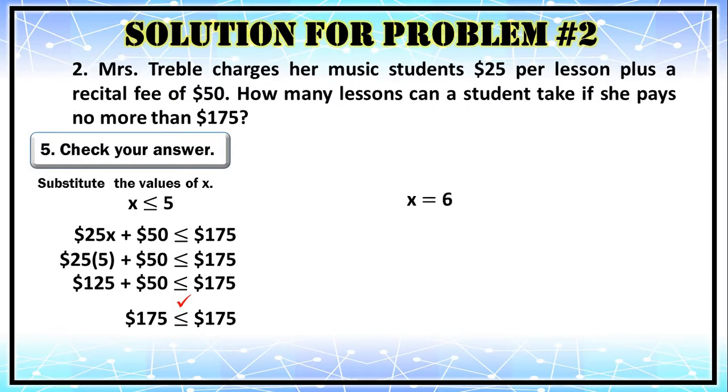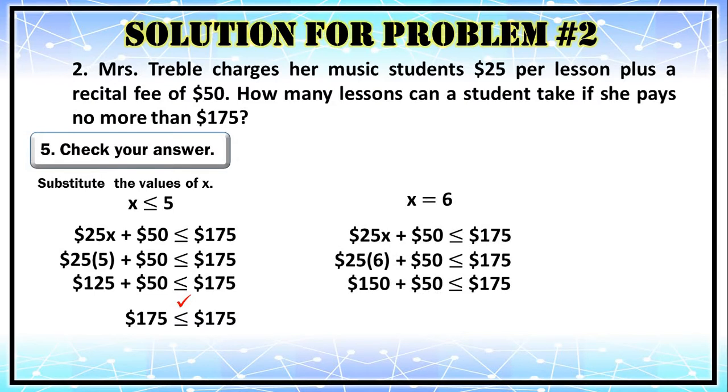Now if we let x equal 6, let's try if we can make the inequality correct. So substitute. We have 150 plus 50 is less than or equal to 175, and that becomes 200 is less than or equal to 175. So 200 is not less than 175, and it is also not equal to 175. Therefore, the inequality is wrong, and the number of lessons a student can take cannot exceed 5 lessons. So the values of our x are correct.